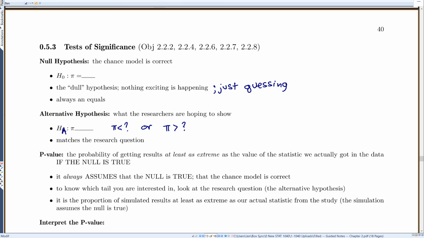On the exams, you'll have to interpret the p-value. Always look for something that says the null is true, the chance model is correct, they're just guessing. To know which cell you're interested in, whether you want to look for less than or greater than, you just look at the research question or that alternative hypothesis. You could also think about it as the proportion of simulated results at least as extreme as our actual statistic from the studies, because the simulation assumes the null is true.